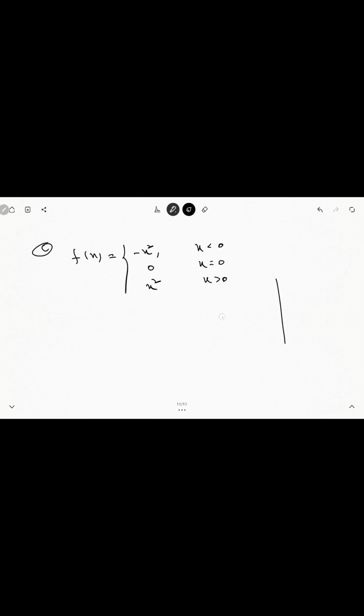So what is the graph of the function now? x square means parabola. Draw like this. Minus x square means I can draw like this, up to 0 only. So it is the graph of this function: two parabolas meeting at (0, 0).